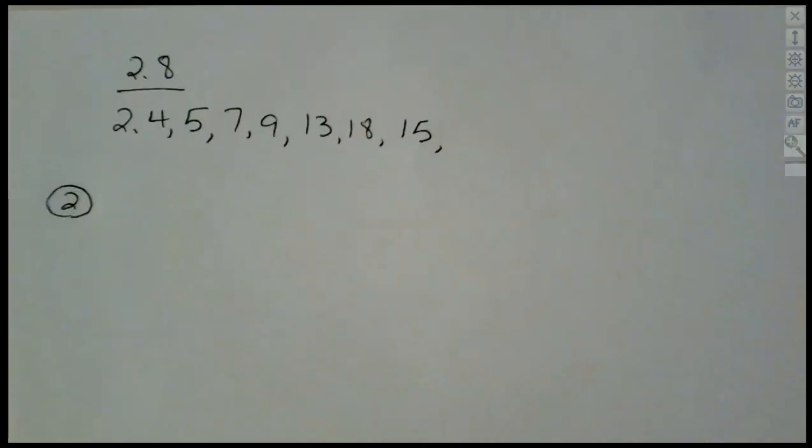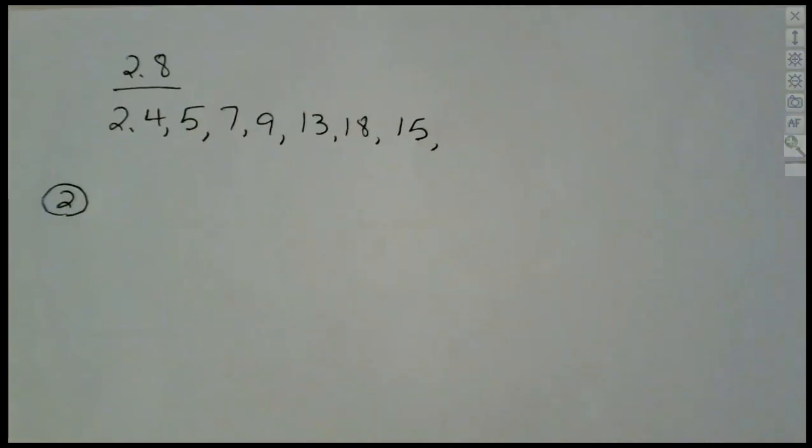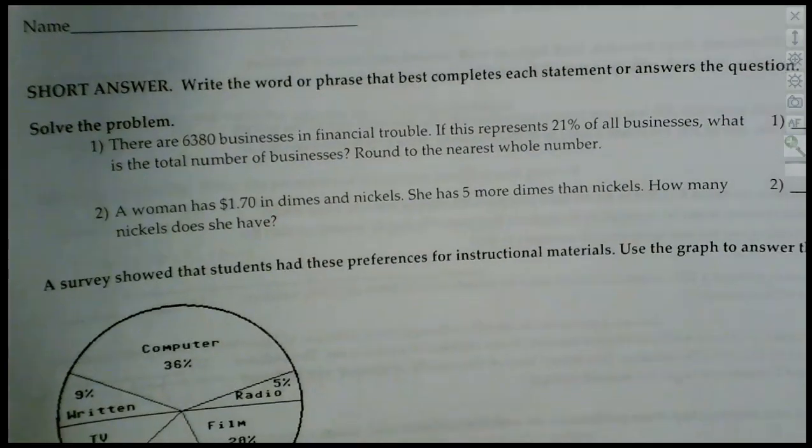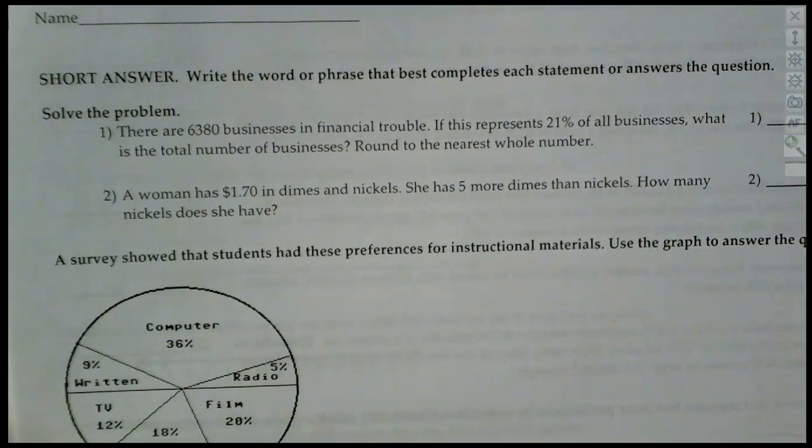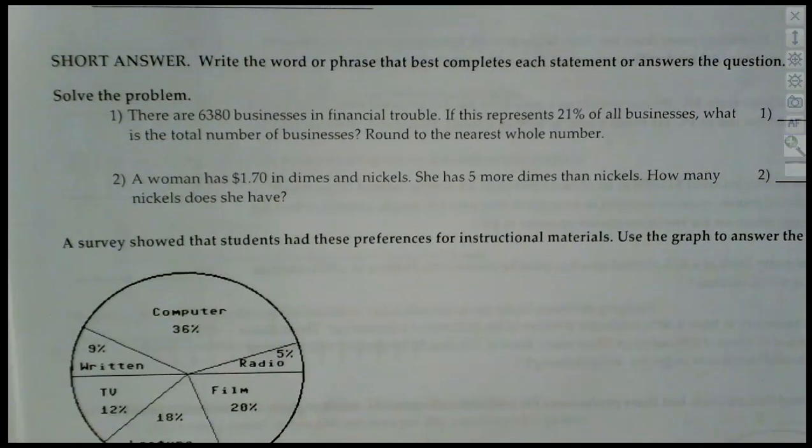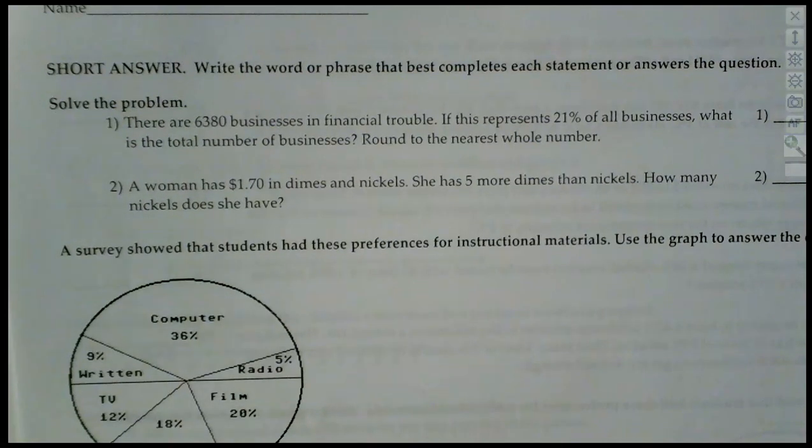Okay, so we're now going to look at 2.8, and we're going to begin with question number 2. So we're going to read it, we're going to figure out how to set it up, and then we're going to solve it. A woman has $1.70 in nickels and dimes. She has 5 more dimes than she has nickels. How many nickels does she have?